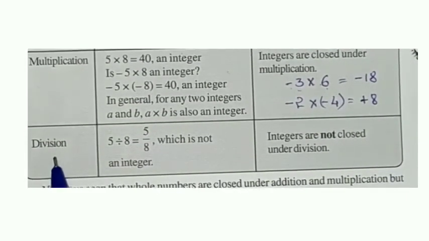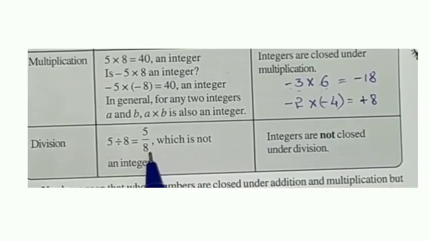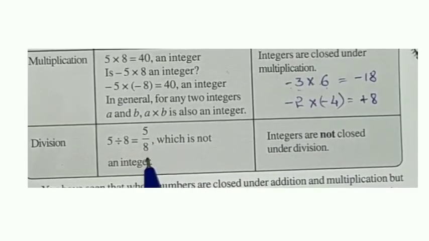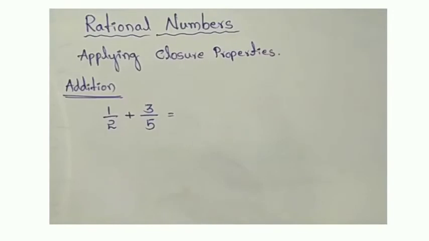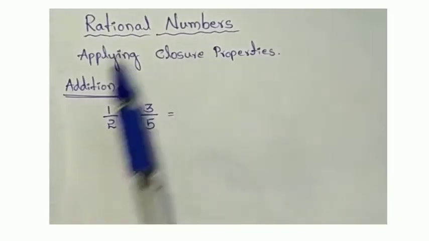But now coming to the division, again I am taking the example 5 by 8, which we get in decimal format or a fraction, which is not an integer. That's why integers are not closed under division. Now applying closure properties on rational numbers.